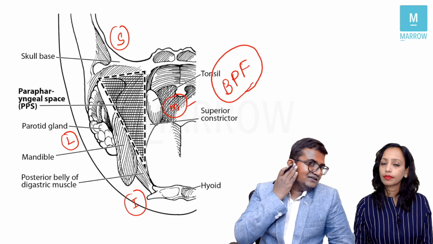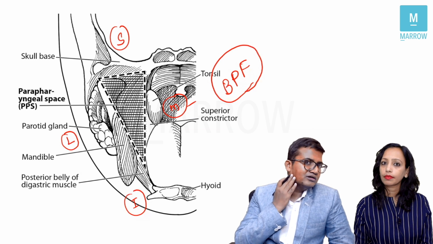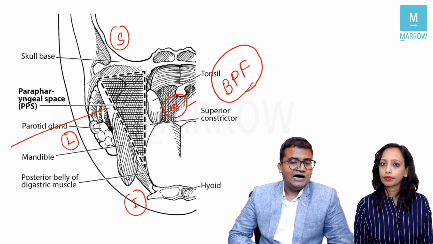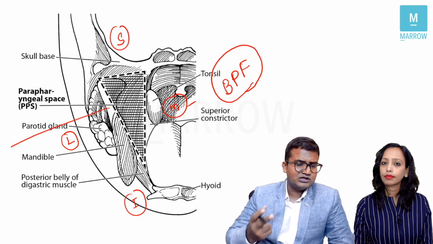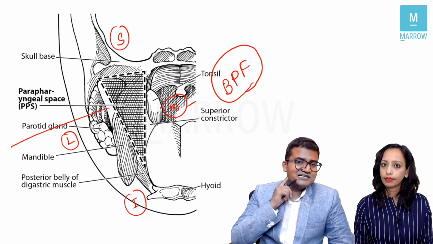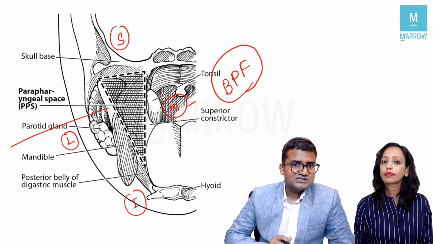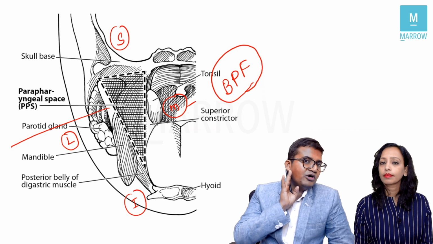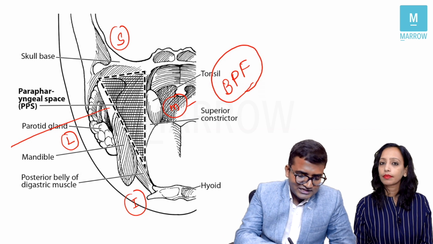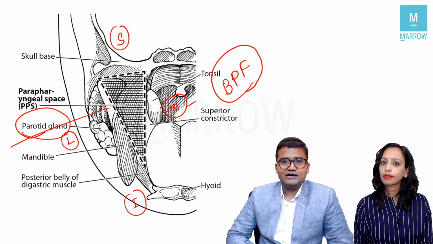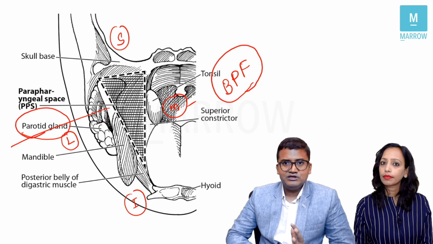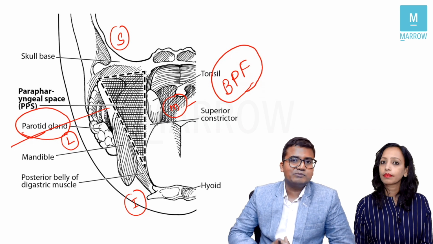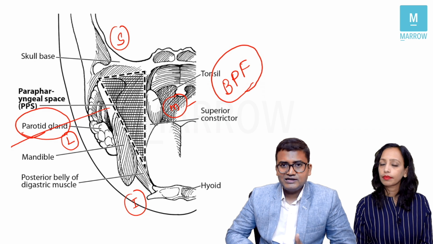Now, what is on the lateral side? On the lateral side, you are seeing one bone there. What bone? Yes, the ramus of the mandible. And on the ramus of the mandible, two muscles are attached. What are those? Yes, very good. Masseter muscle on the outer surface, and on the inner surface, yes, medial pterygoid muscle. And there is one gland which is grooving on the posterior border of the ramus of the mandible. What gland? Yes, that is the parotid gland. So please remember the ramus of the mandible, masseter, medial pterygoid, and the parotid gland will form the lateral boundary for the parapharyngeal space.